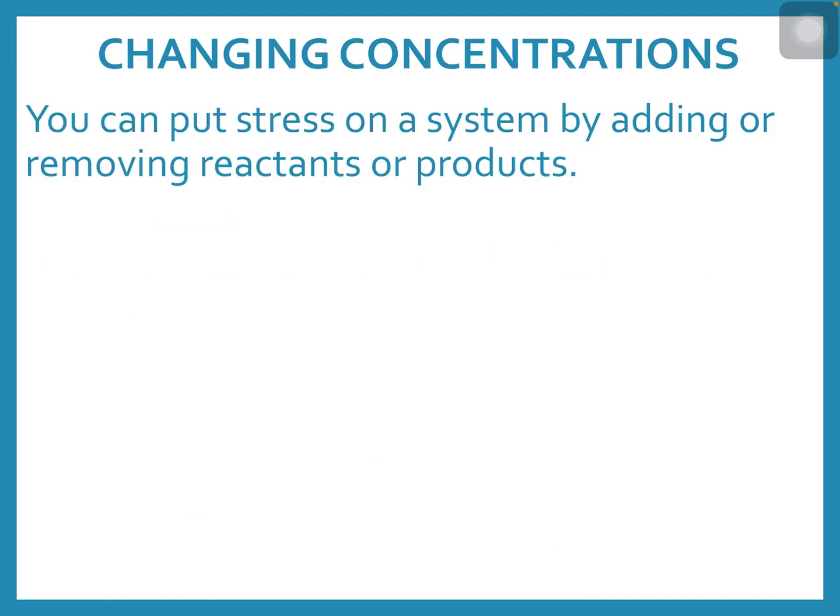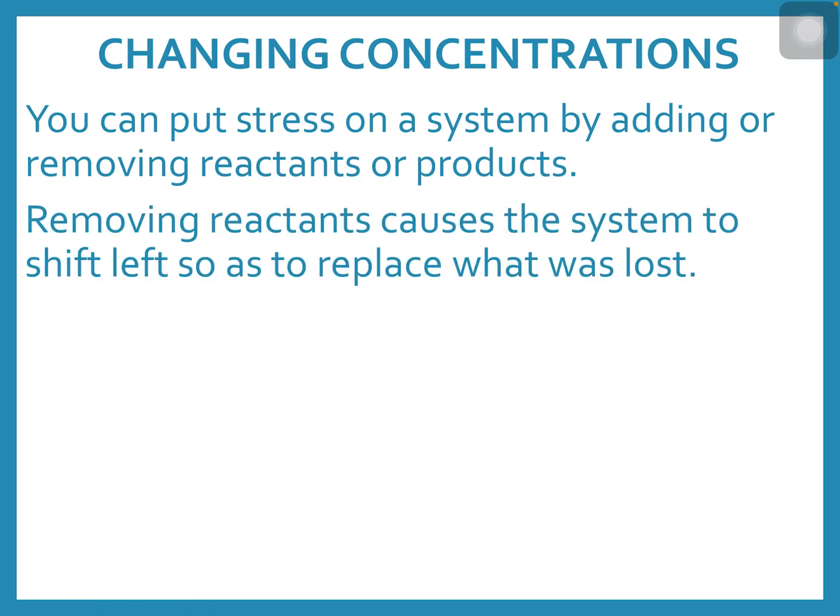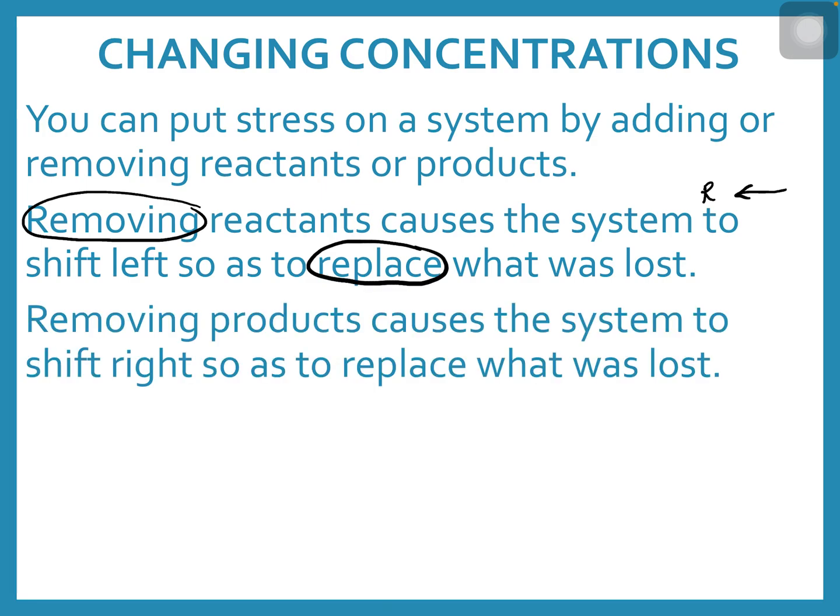Okay, so when we change the concentration, so that could be done by an increase or decrease, and that can be of any of the reactants or products. So if we remove a reactant, what we are going to do is shift to the left, which means towards the reactants, to replace whatever is lost. So anytime we remove, we are always going to move to that side to replace. Similarly, if we remove product, then we are going to want to replace product.